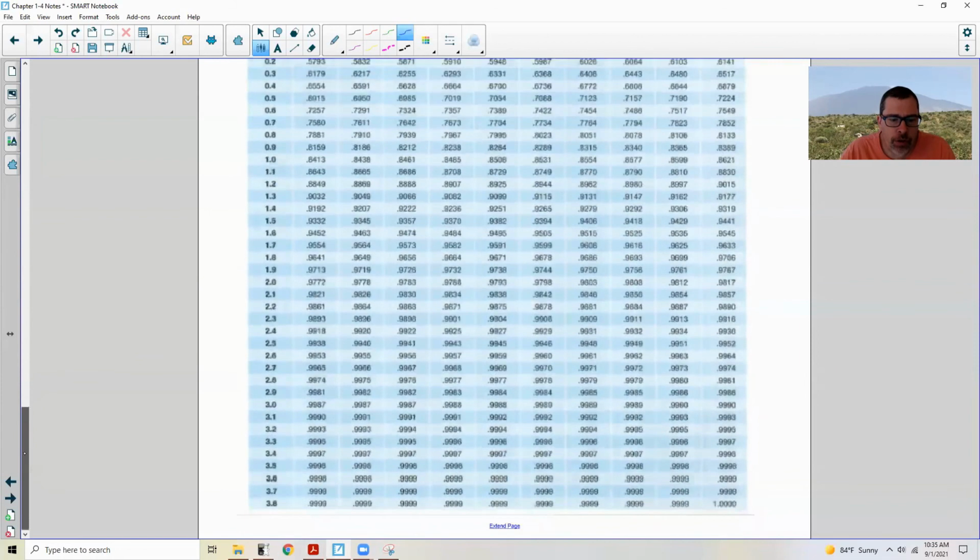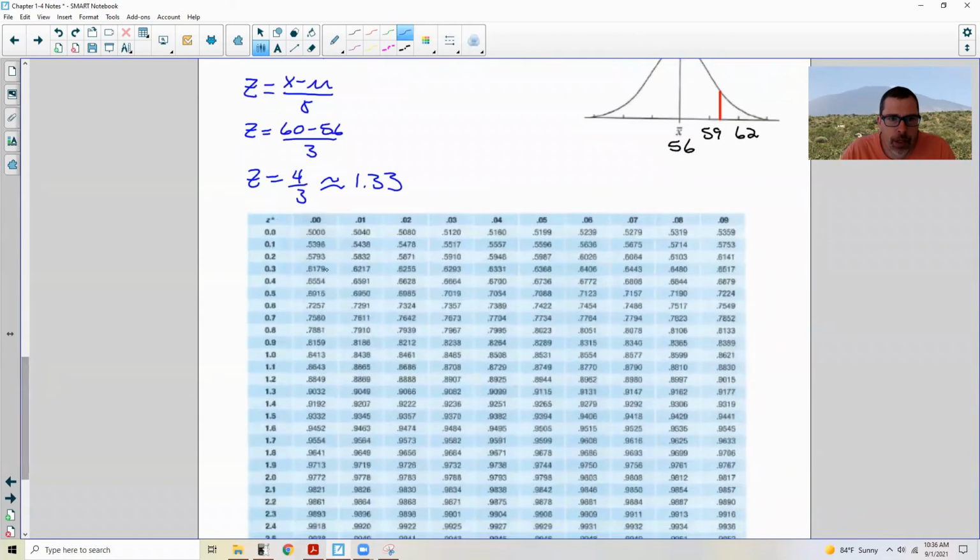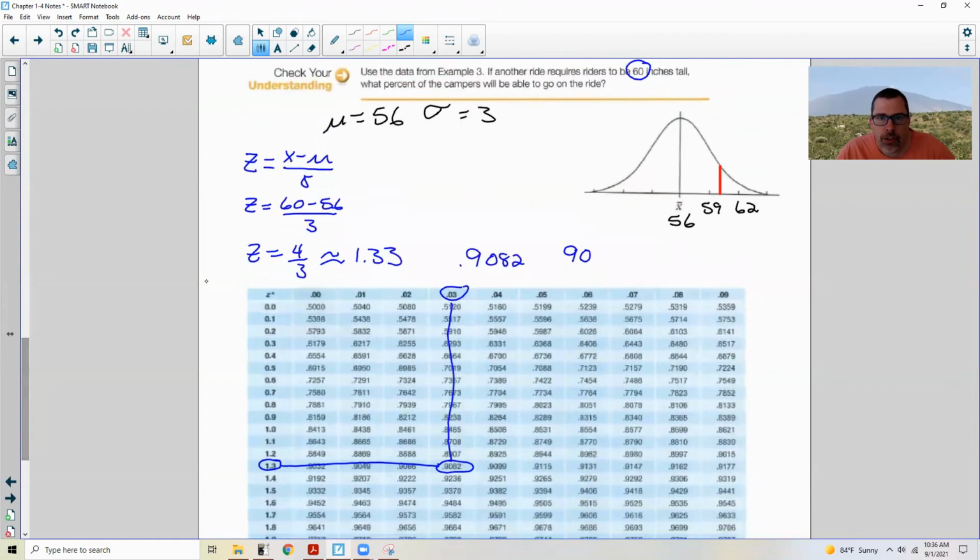Okay, going from 0 all the way to 3.8 from the positive direction. We are at 1.3, which is right here. So we want to go over to where these two columns come together, which is like so. And there's our answer. So that is 0.9082. So therefore, 90, or about 91. What did it say to round? Use the data from example 3, what percent of campers will be able to go on the ride? So I would say approximately 91%.